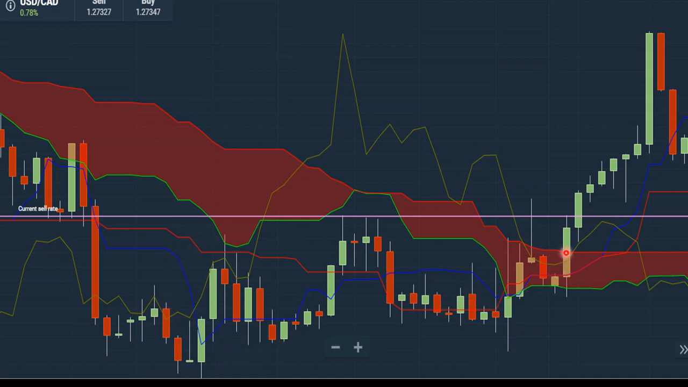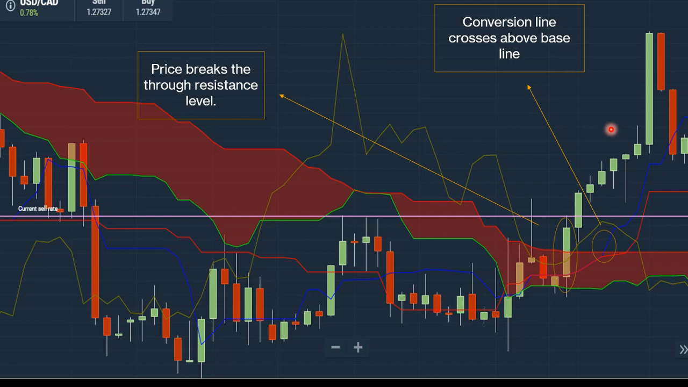We see the cross through the cloud, that would be looking to be our entry price. We see the crossover, which is confirmation we're approaching an upward trend, and then we enter our price. It really is that simple when you get to use the lines and the clouds. So again, conversion line crosses above the baseline, price breaks through the resistance level, we put in our entry and we ride it up.